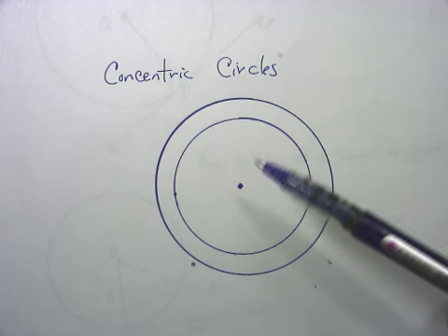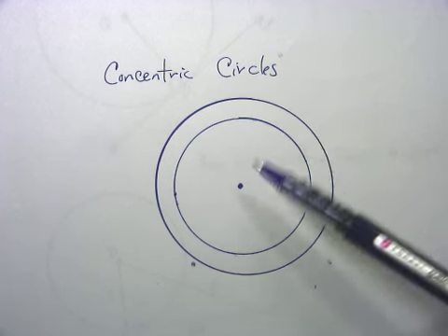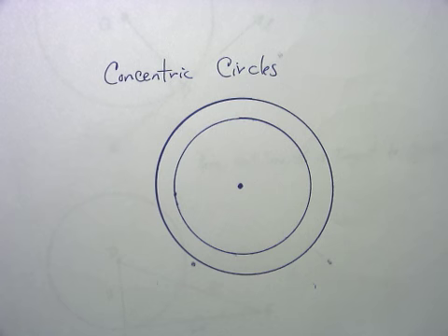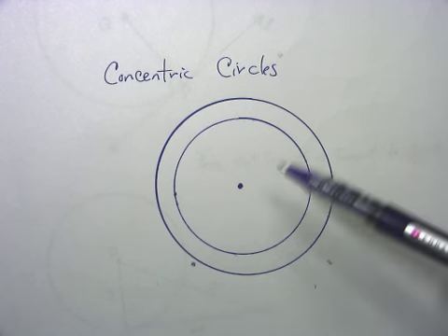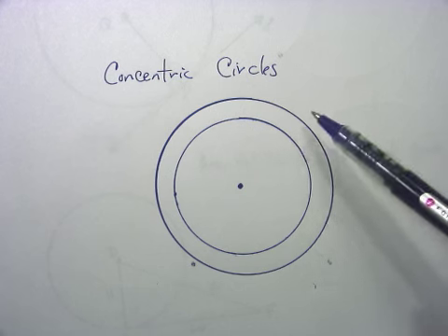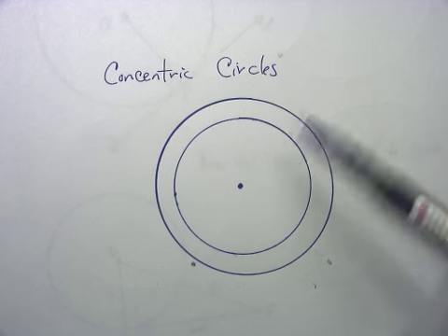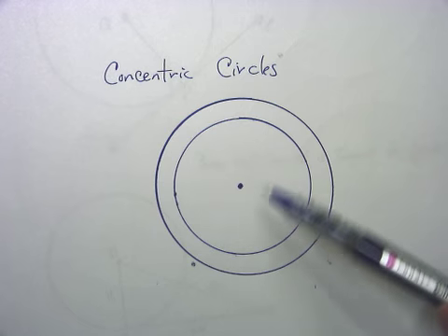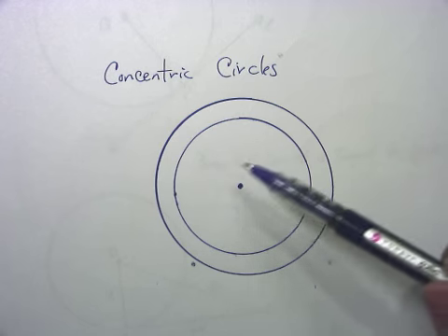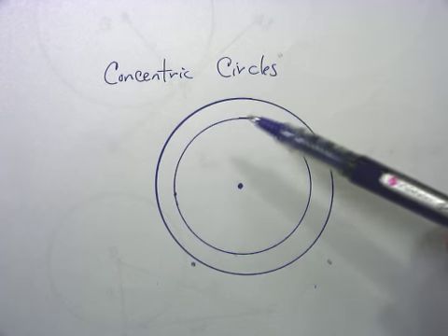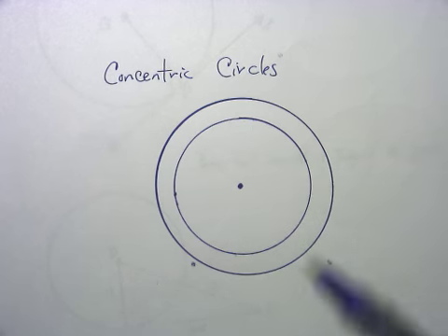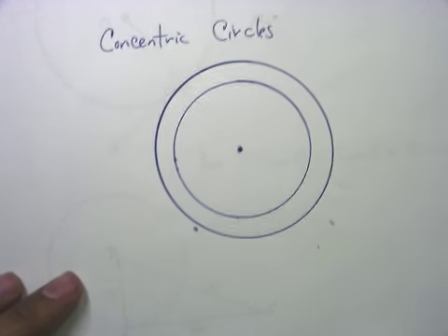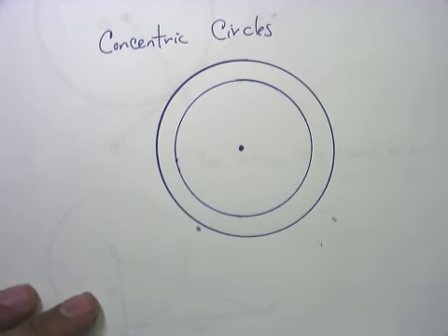Circles that don't touch at all but have a common center, or the same center, are known as concentric circles. Here I'm showing 2 concentric circles. I could draw more circles, 3, then 4, and even a big one out here, 5. If all those circles have this point as their center, then they are all concentric circles.